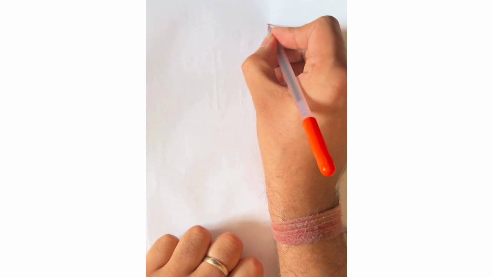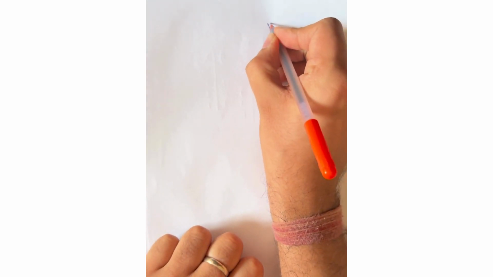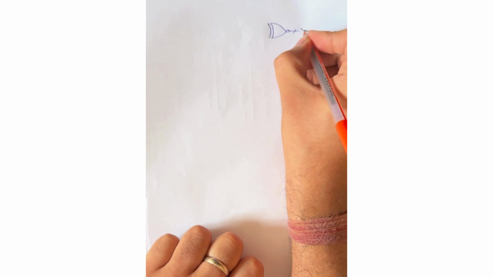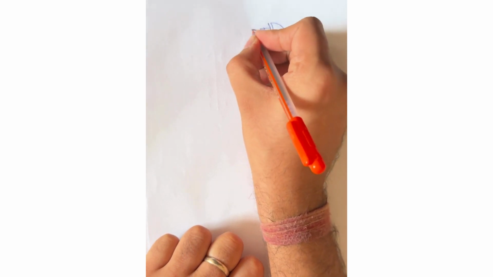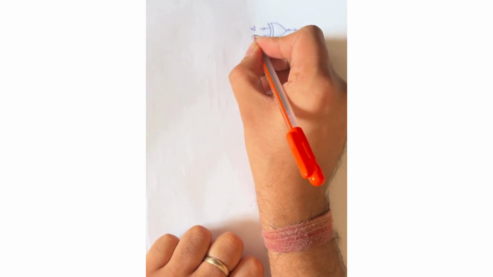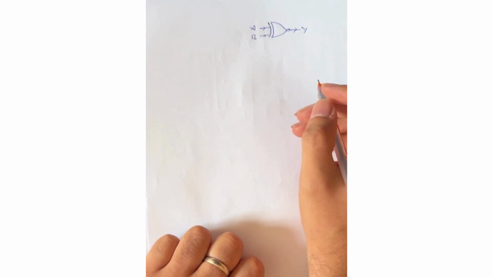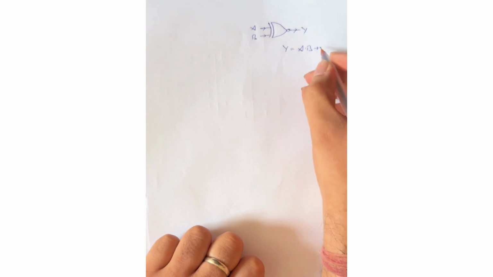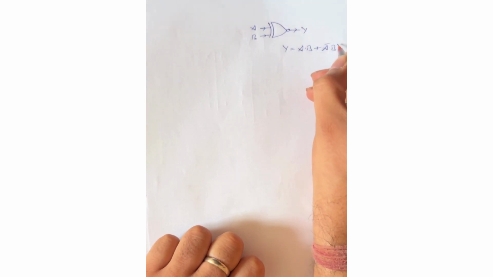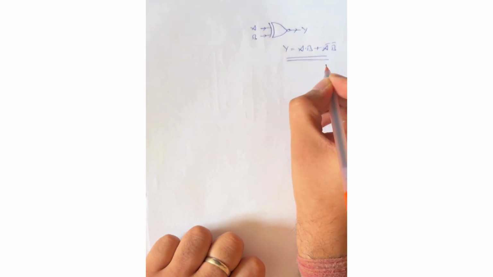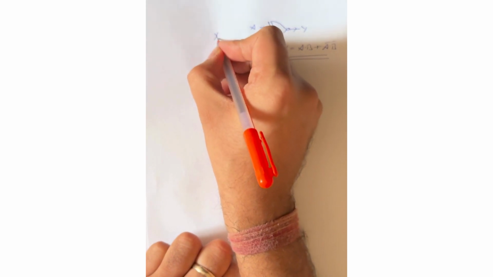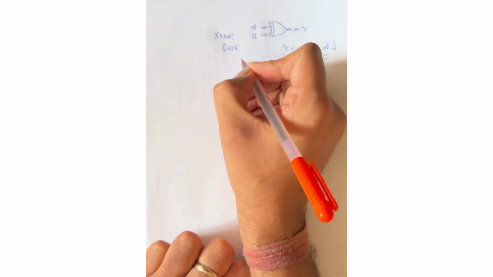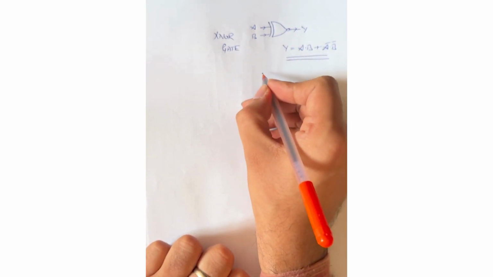Now coming to the last gate, the XNOR gate. The Boolean expression is Y equal to A into B plus A bar into B bar. So this is the XNOR gate. Now coming to the truth table.